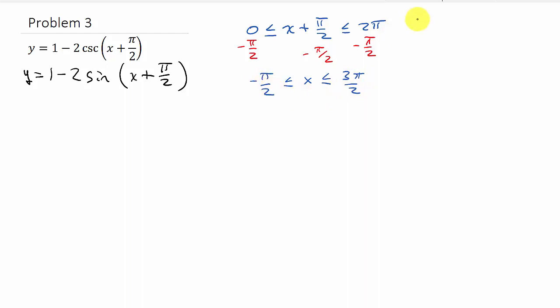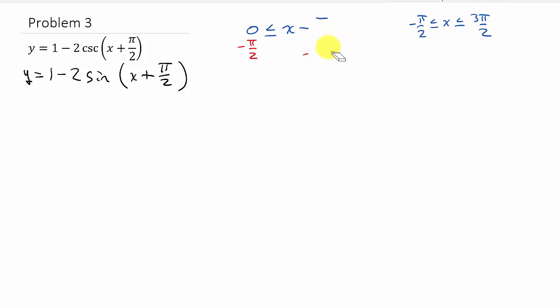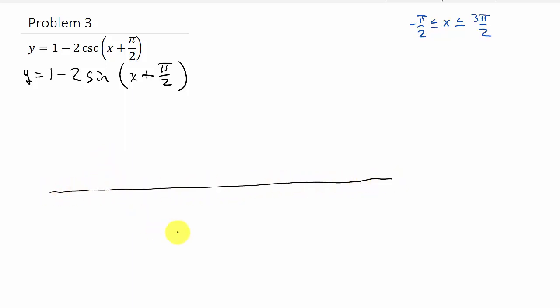Alright, so we know we're going to graph it from negative pi over 2 to 3 pi over 2. I'm just going to put that over here and erase this so it'll give us a little more room. Now we need to draw our xy coordinate system. I've got the y-axis here, and if I go to put negative pi over 2 and 3 pi over 2 on the x-axis, where do I put them?